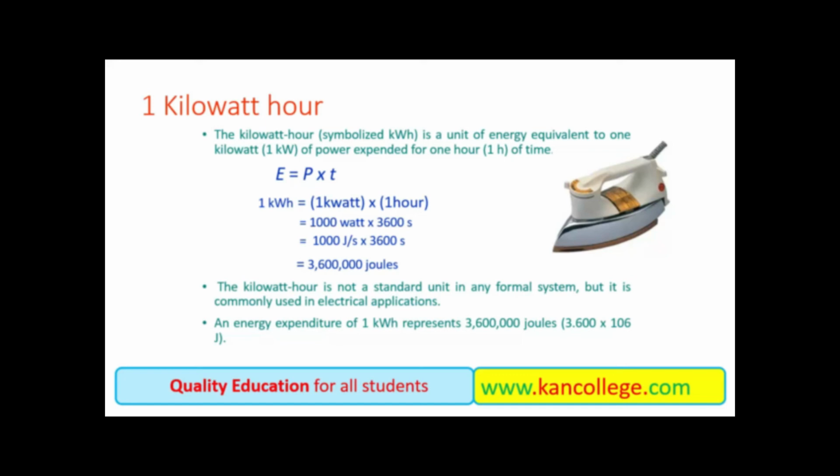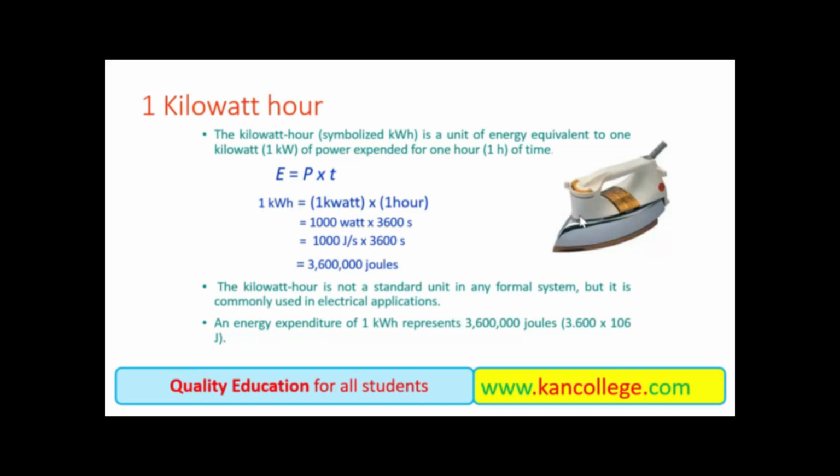We know that power is defined as energy per unit time. From that equation, we can write energy is equal to power into time. So if a body is doing work at the rate of 1 kilowatt, meaning 1000 joules per second, and it continues to do work for 1 hour, then it means that it is giving an output of 1 kilowatt hour.